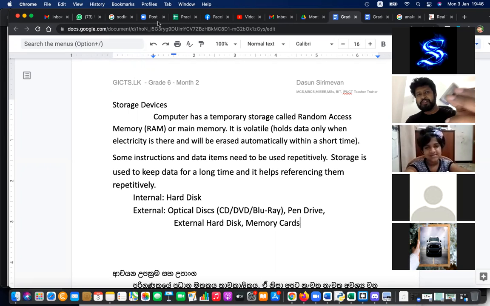This has like 2 interfaces. So this pen drive can be put into USB. This is now a USB pen drive. And this can be plugged into a mobile phone also. So the other way you can plug it into a mobile phone. You can see it's a special one.